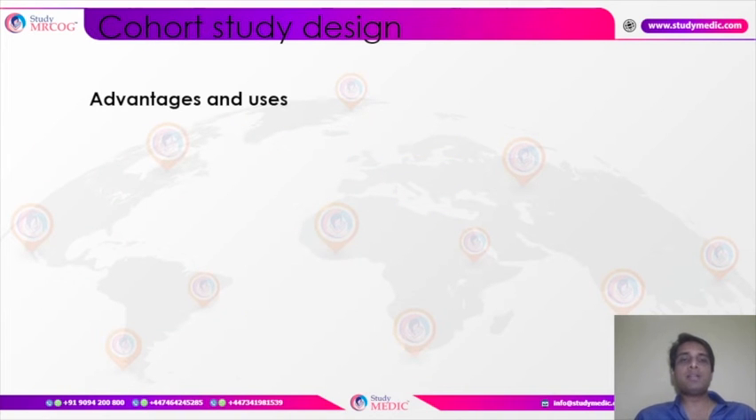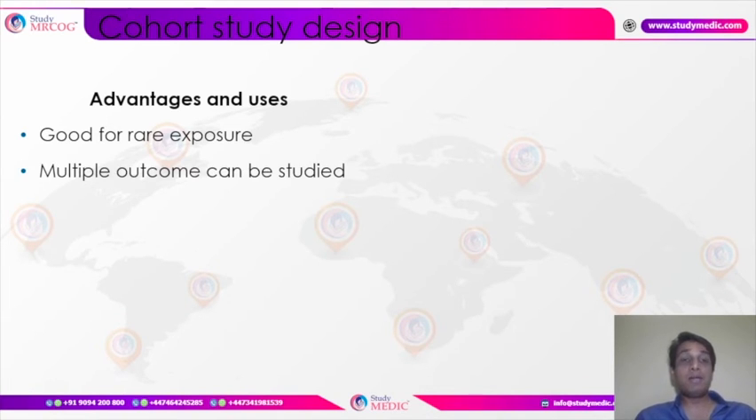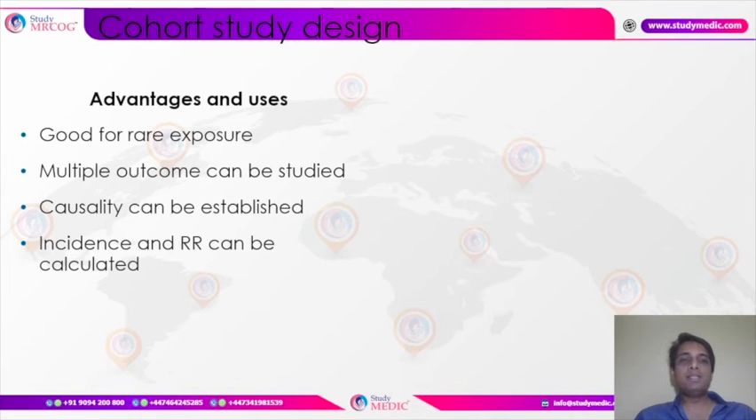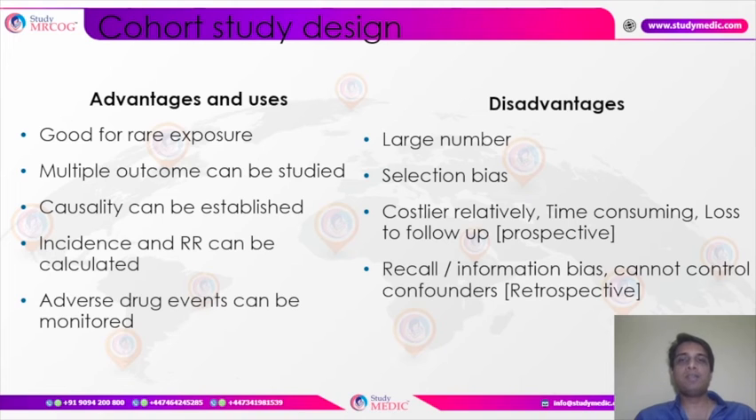Now, what are the advantages and uses? Cohort study designs are useful for rare exposures. Multiple outcomes can be studied. Causality can be established because we follow up. Incidence and relative risk also can be studied and calculated because we follow the patient. Adverse drug events can be monitored using the best study, the cohort study design.